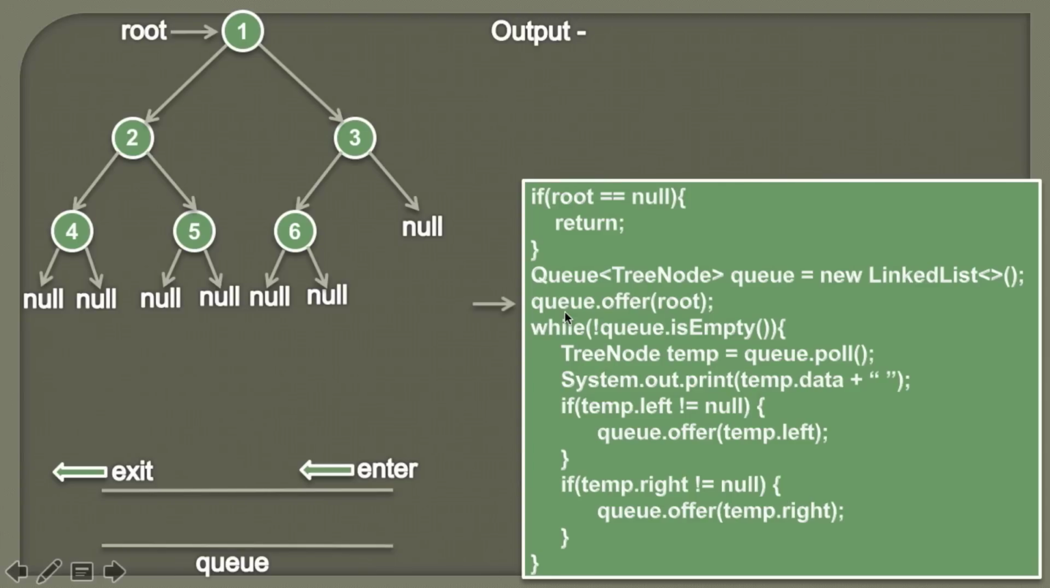After creating the queue, we first offer the root node to the queue. Here offer is nothing but the enqueue operation where we add the element to the queue. So in the first step we offer the root node to the queue. As root is pointing to node 1, we basically add node 1 into the queue. So it would look something like this. That is, node 1 is in the queue. Moving ahead.